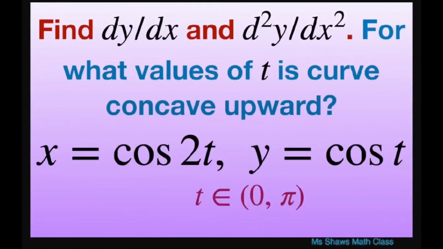Everyone, we're going to find our first and second derivatives and also for what values of t our curve is concave upward. Our restrictions for t are from 0 to pi for our parametric equations. So for our first derivative, dy/dx is going to equal the derivative of y with respect to t divided by the derivative of x with respect to t.